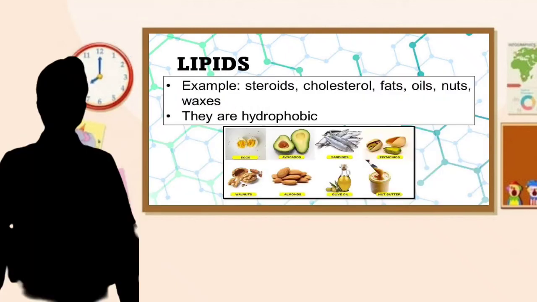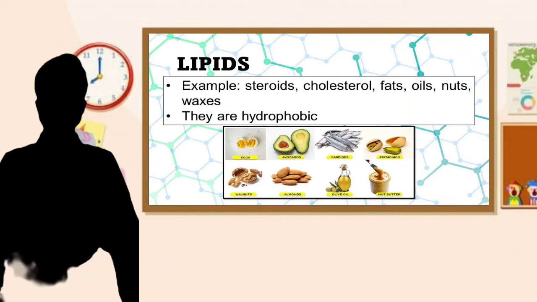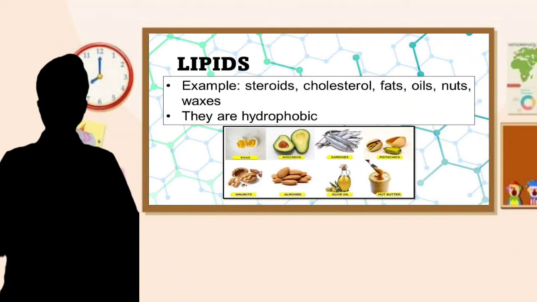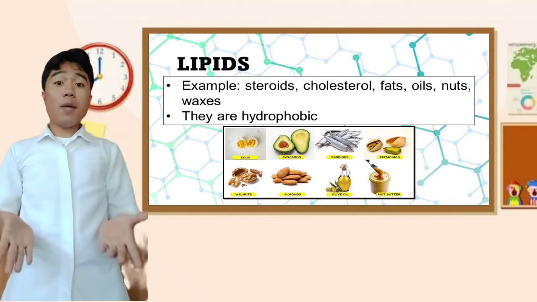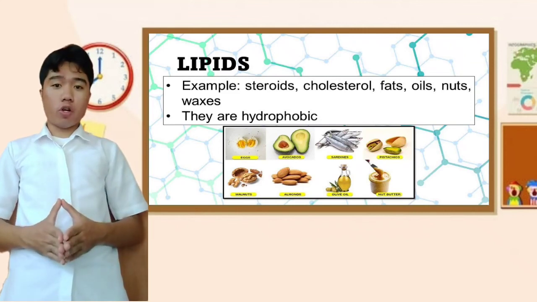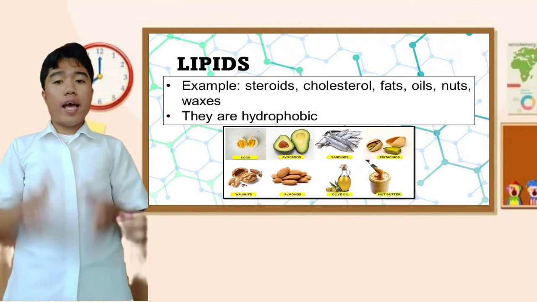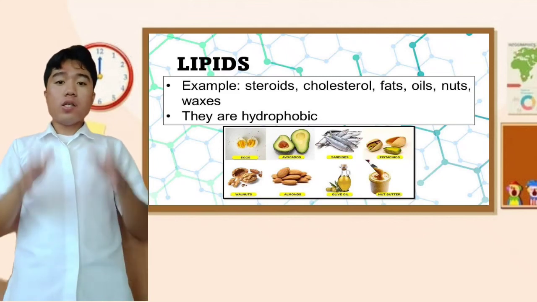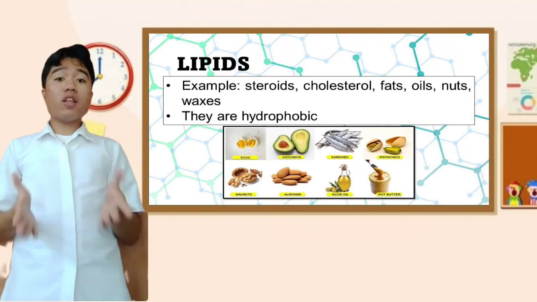So examples of lipids are sterols, cholesterols, oils, nuts, waxes, and all that you have seen in the pictures are all lipids, or foods where we can get lipids. A lipid is hydrophobic, which means it cannot be dissolved in water. Hydro means water, and phobic means fearing. So a lipid is a water-fearing biomolecule.